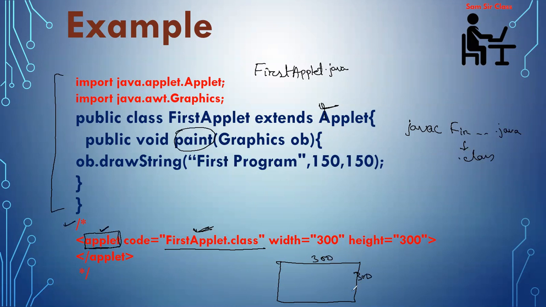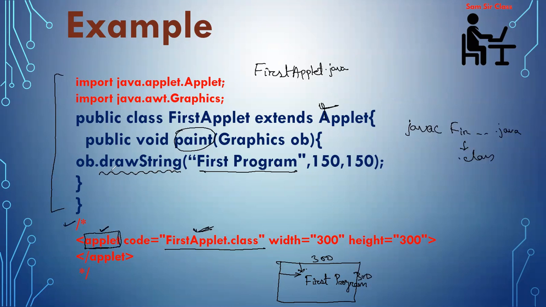I am designing the window, and this is one applet window. Clear? Inside that, I have to display the first program. So what I need to do, I have to use the method drawString inside the paint method. DrawString will display this message at 150 from X, 150 from Y, wherever the location, there I need to display first program.